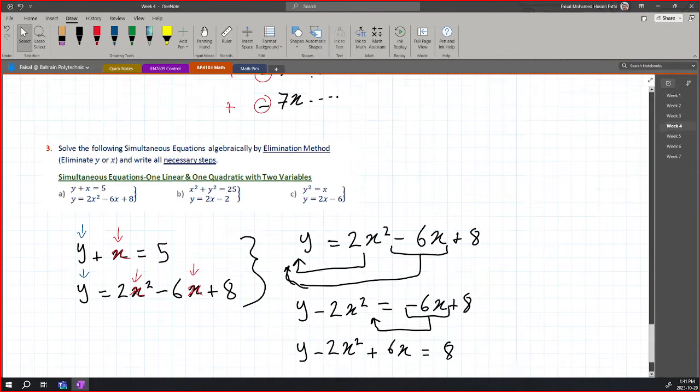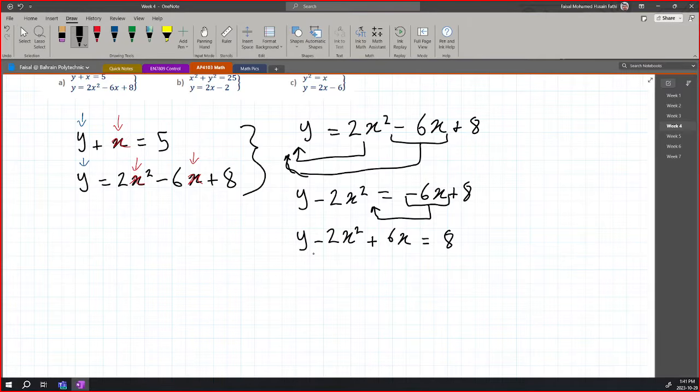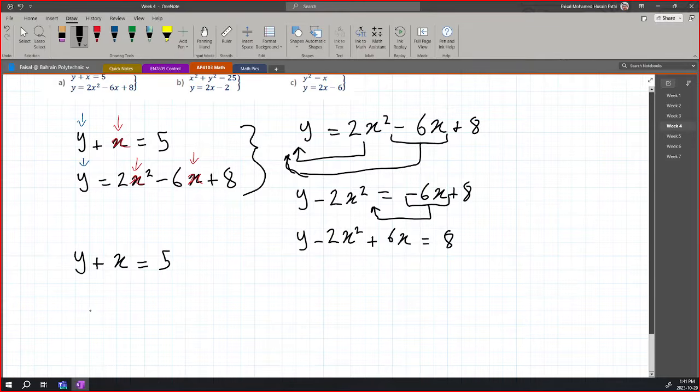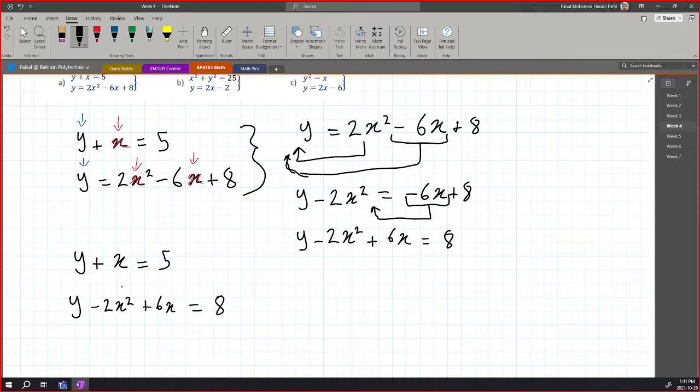Okay? The reason I do it this way is because it makes things easier for us later. So, continue. Now if we rewrite the equations: y plus x is equal to 5, and y minus 2x squared plus 6x is equal to 8. Of course we want to make sure the x lines up with the x. It's x, not x squared, there is no x squared in the equation above, so we just want to make sure the x is with the x.